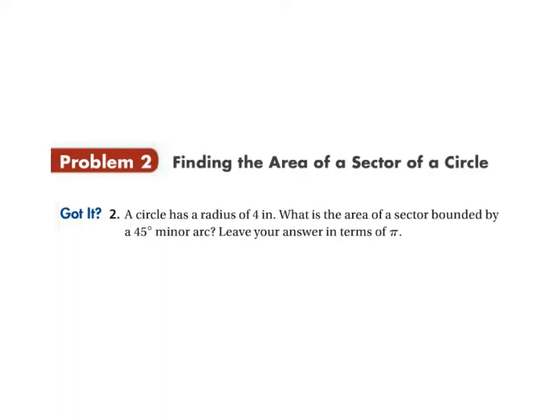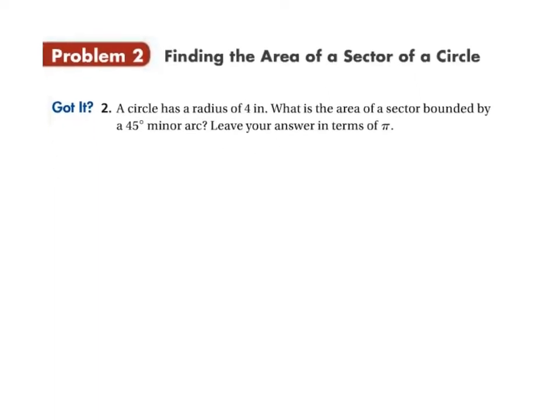Let's try an example of it. It says a circle has a radius of 4 inches. What is the area of a sector bounded by a 45-degree minor arc? Leave your answer in terms of pi. Remember, sometimes we like to leave the answer with pi sitting in there. Sometimes we go ahead and type in the 3.14 or use the pi button. Here we're going to leave pi there.